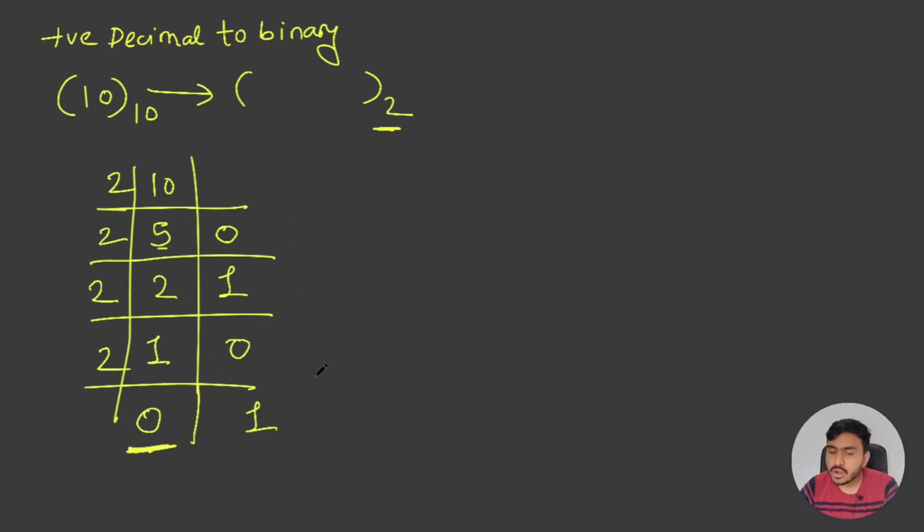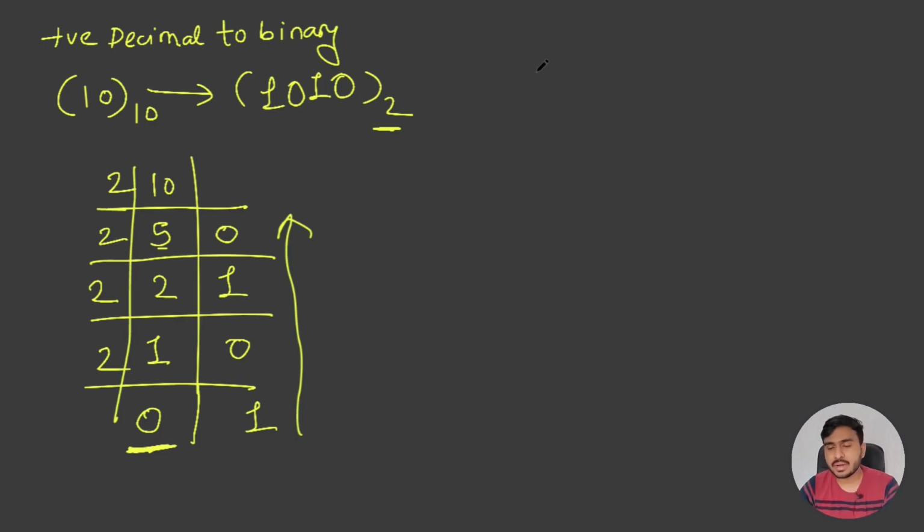Now you have got the remainders of division. What you have to do is read them from bottom to top, and this is going to be your binary equivalent of 10. So I'll just write it from bottom to top. The first number is 1, then I have 0, then again 1, and then 0. So 1010 is the binary equivalent of 10. Let's try one more number.